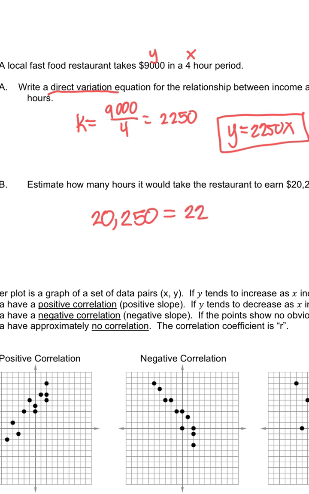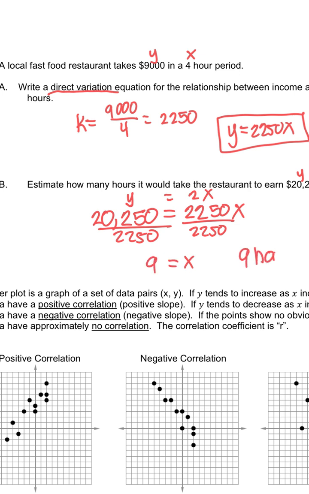Well, let's do our 2250 times x. Again, our y is 20,250. So that's why we put it over here for our y. And our equation is y equals 2250x. Okay, so let's go ahead and get x by itself. So let's divide by 2250 on both sides. And with your calculator, you can go ahead and divide that, and you will get 9. Therefore, our answer is 9 hours.